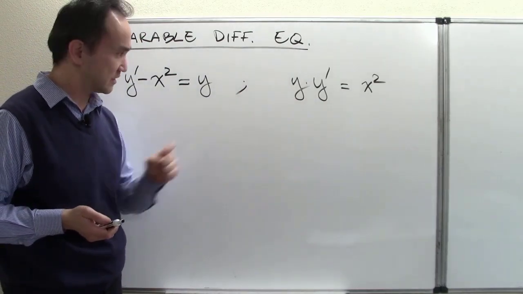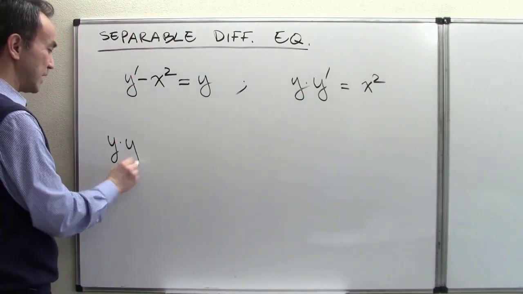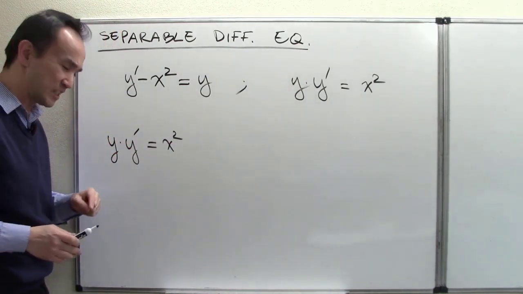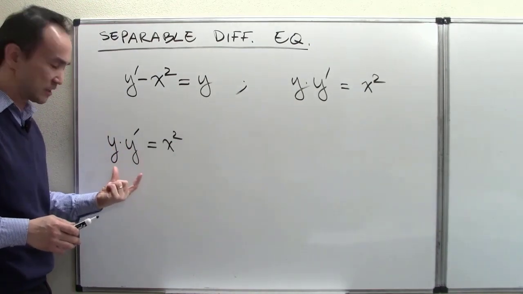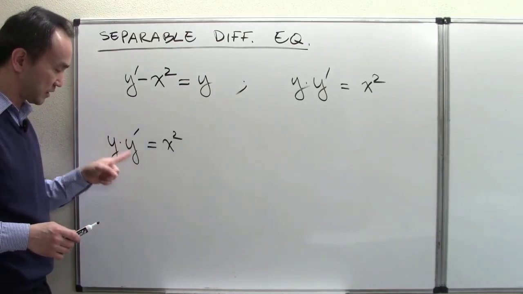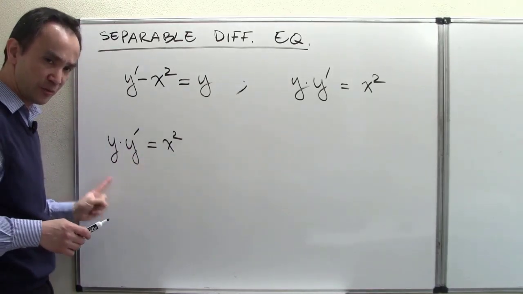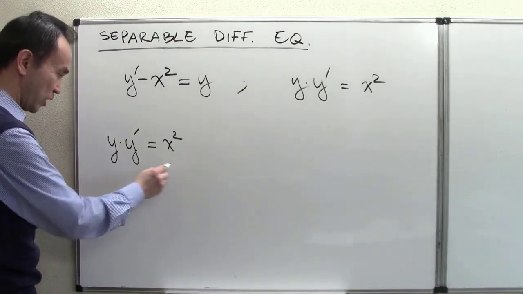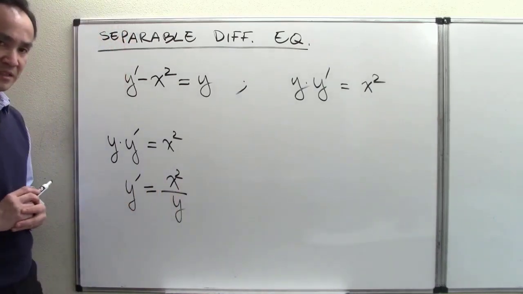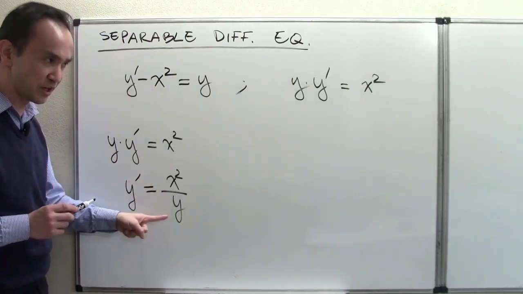However, let me tackle this one right here. Y times y prime equals x squared. Seeing this as an equation, we have our choice to solve this for y prime as an expression in terms of the other variables. So I'm going to divide both sides by y, making it y prime equal x squared over y. So I've solved for y prime as an expression in terms of x squared and y.